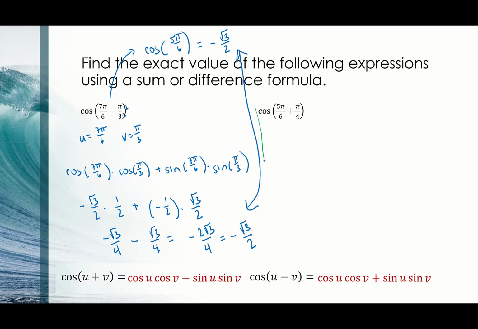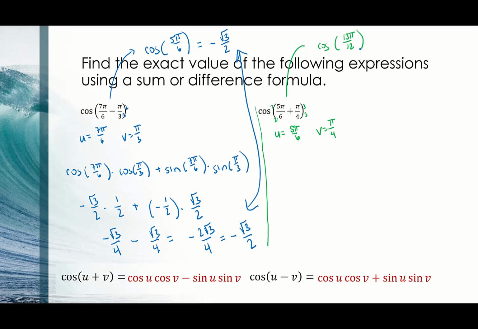In this next example, we have the sum formula for cosine. I'm going to label u as 5 pi over 6 and v as pi over 4. Again, what we're looking for here is the common denominator, which is 12. This is not a friendly one. This is 10 pi over 12 plus 3 pi over 12. This is looking to evaluate cosine of 13 pi over 12.